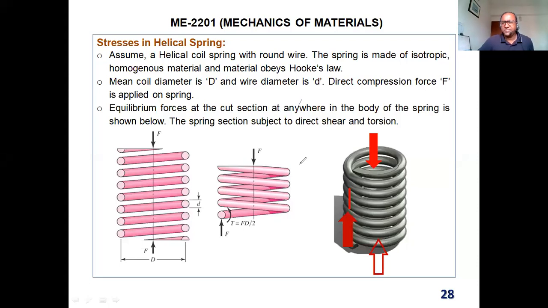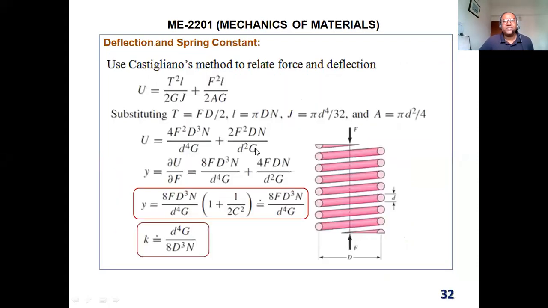Let's see. Right over here, you see, to figure out the amount of deflection and spring constant, they use the Castigliano formula. Okay, and they use the strain energy method.